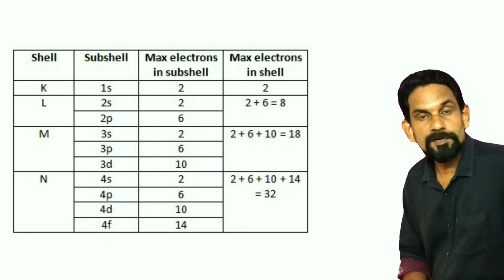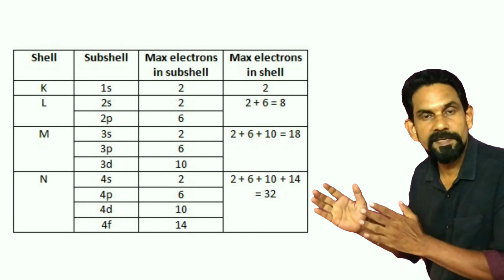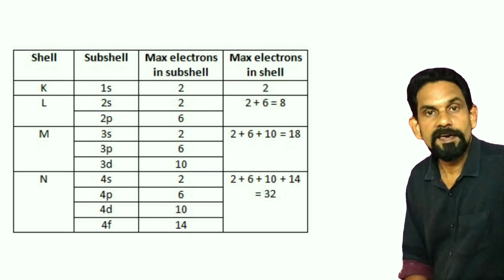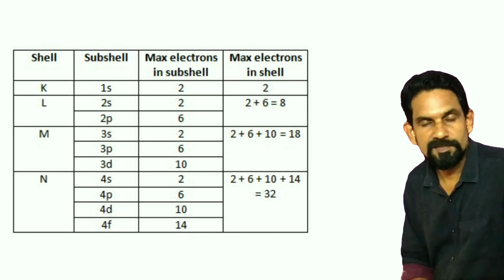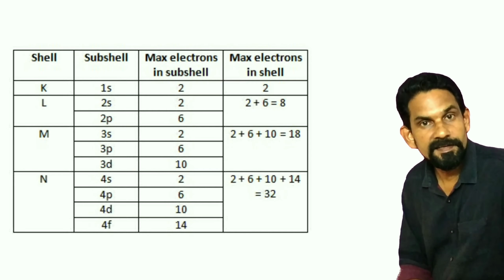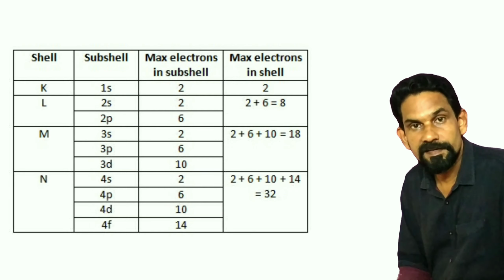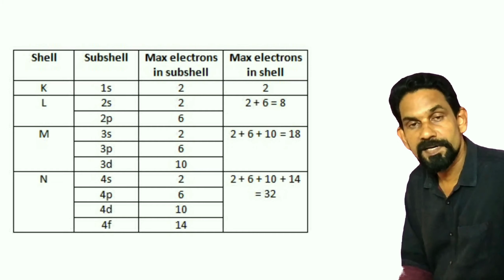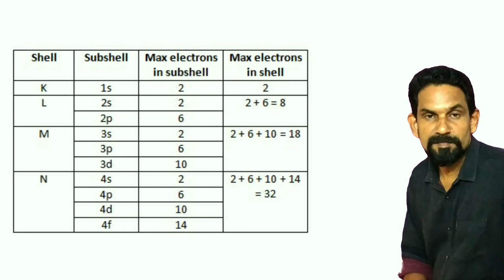Then we have to study the maximum number of electrons that can be accommodated in these subshells. S subshell can accommodate a maximum of 2 electrons. Then P subshell can accommodate 6 electrons, D subshell can accommodate 10 electrons and F subshell can accommodate 14 electrons. How will we get these numbers?